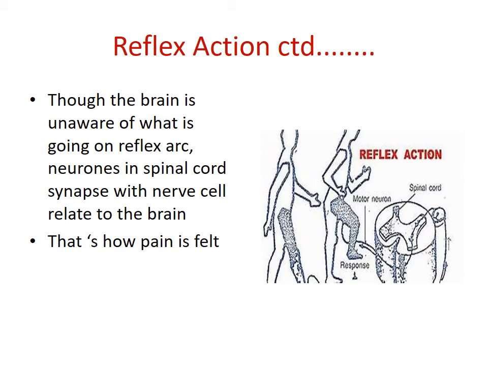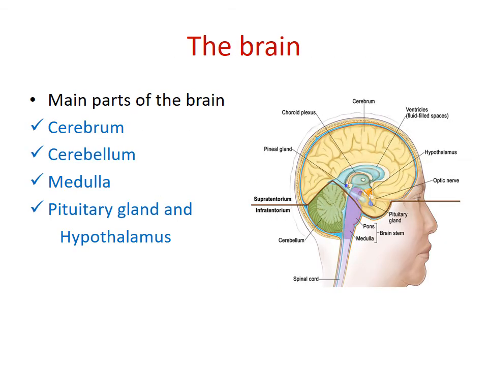When we think about the brain in a reflex arc, normally the brain is unaware of what is going on in the spinal cord, but in the spinal cord the reflex arc neurons also form synapses with nerve cells which lead to and from the brain. So the brain therefore receives information, and that's how pain is felt in the body. Then we will move to our next topic, the brain.